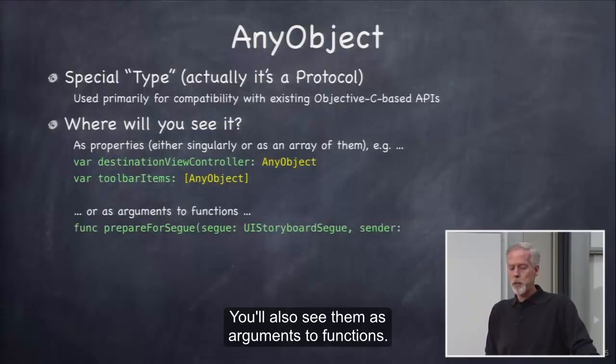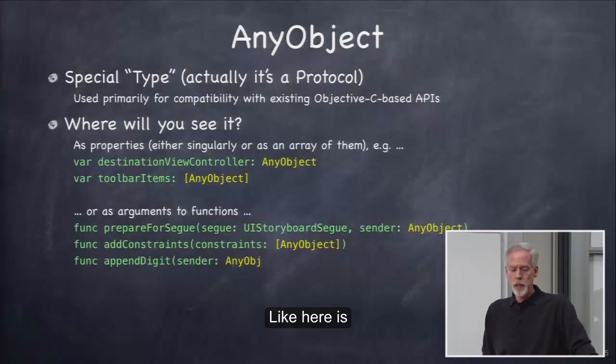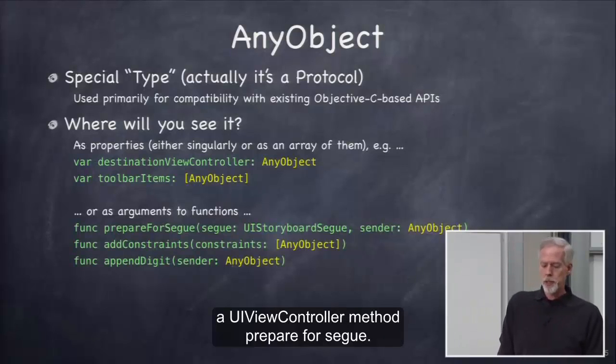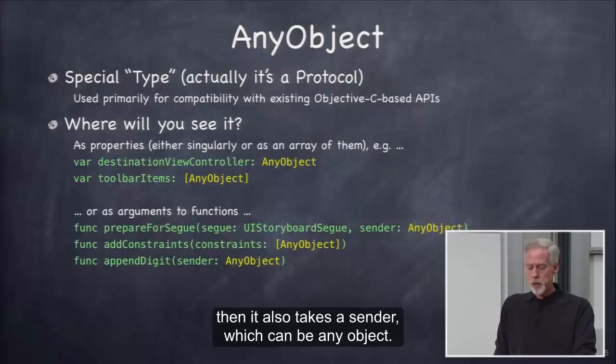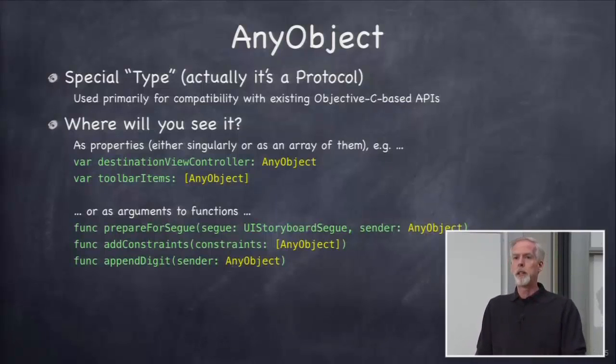You'll also see them as arguments to functions. Like here's a UIViewController method prepareForSegue. It takes a normal argument there, segue, but then it also takes a sender, which can be AnyObject.